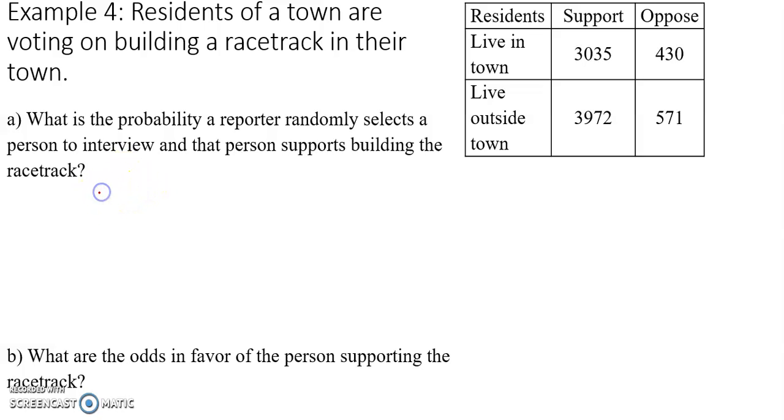So we want the probability that we select randomly a person and they are a supporter. So on top we will have the number of supporters. That would be a success, that we choose a random person and they're a supporter, and that's over the number of all residents.